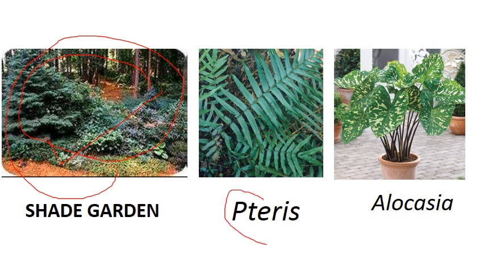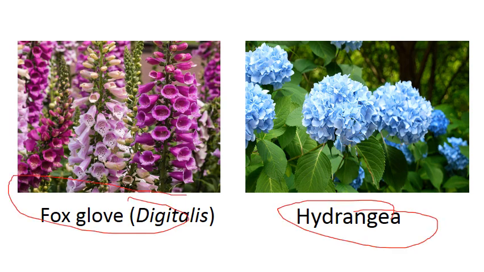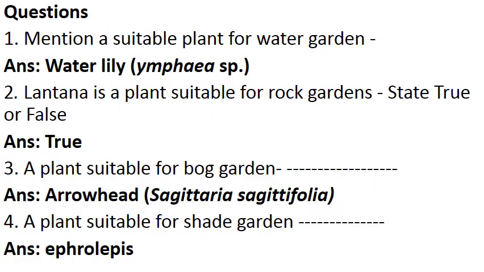So here this is the picture of the terrace I just told. Then alocasia. This is foxglove and this is hydrangea. These plants are shade loving plants, so they are used for shade garden. Now finally comes the MCQ section. If you saw this lecture completely, then you will be able to answer these questions.